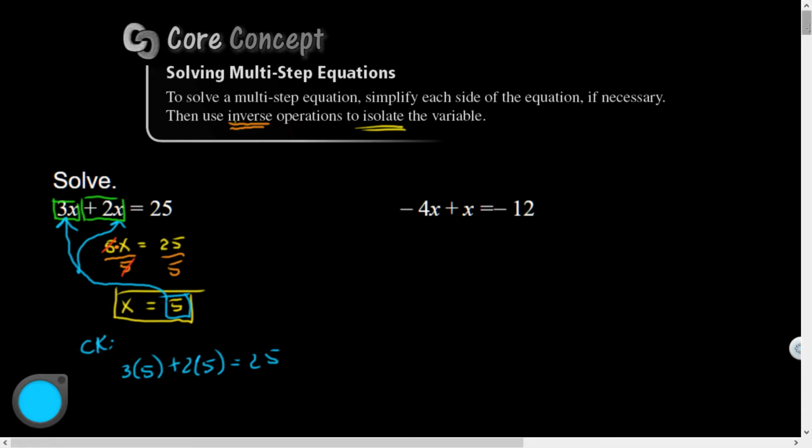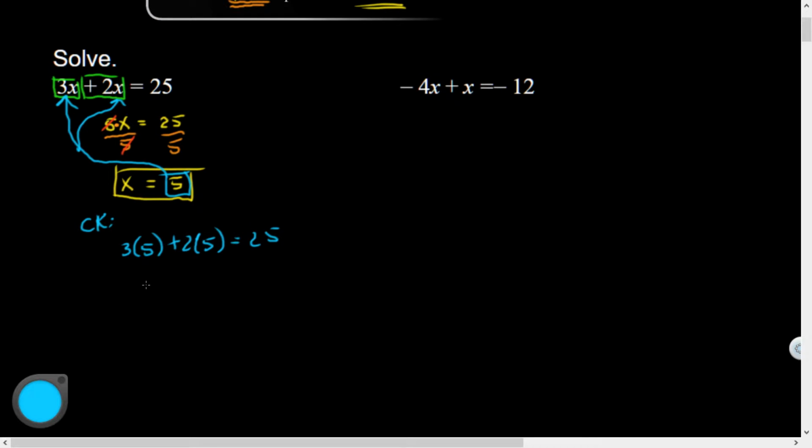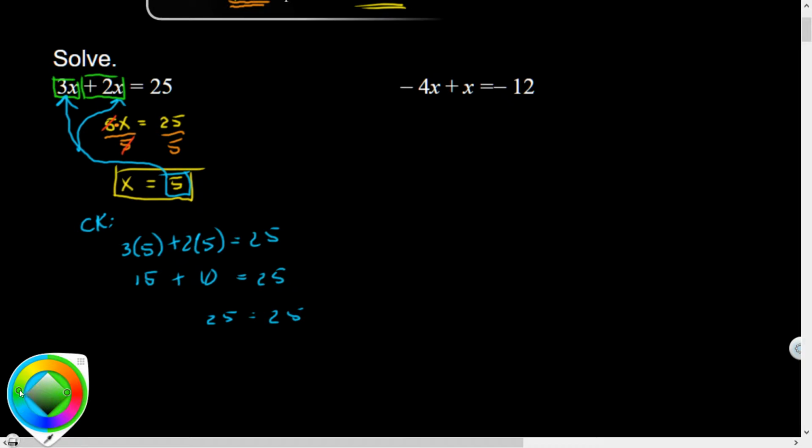Let's see, where's my little scroll bar hiding? Right there. 3 times 5 is 15. 2 times 5 is 10. Is 10 plus 15 25? Oh, in fact, it is. So 25 equals 25. It appears as though we found the correct solution. All right, not bad. Let's take a look over here.